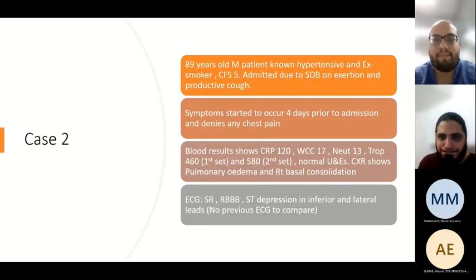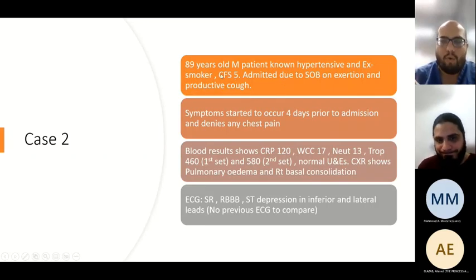And then the second case. It's a little bit more complicated. This is an 89-year-old gentleman who was known to be hypertensive and is an ex-smoker, and that's it regarding his medical history. His clinical frailty score is 5. He doesn't have any carers. He mobilizes with a stick if he's going uphill, otherwise he walks slowly on a flat surface.